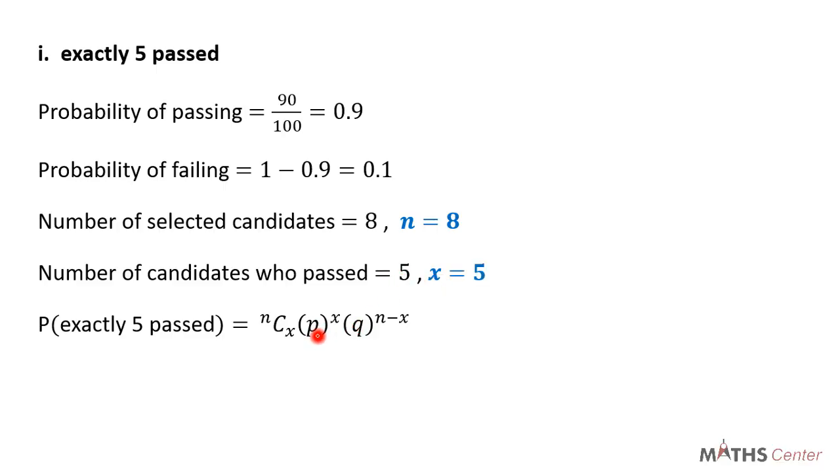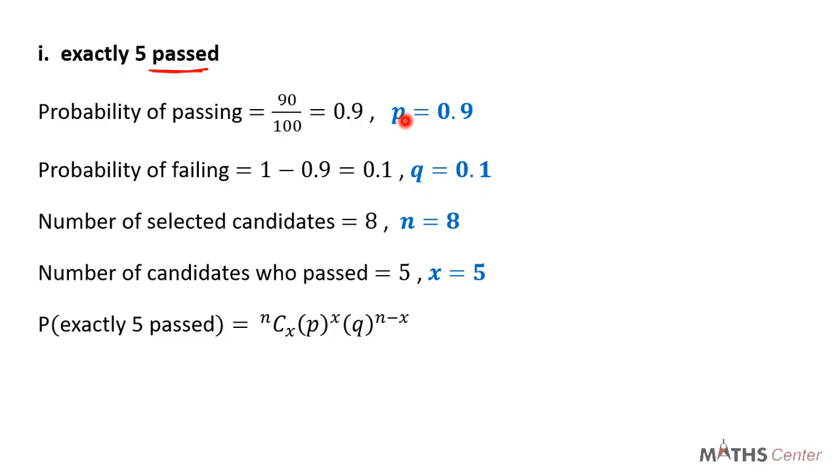P is the probability of success. Now here, we are looking for the probability that 5 candidates passed. So passing will be considered as success. So the probability of passing will be the probability of success. And P is the probability of success. The probability of passing is 0.9. So P will be equal to 0.9. If passing is success, then failing will be failure. Q is the probability of failure. The probability of failing is 0.1. So Q will be equal to 0.1.